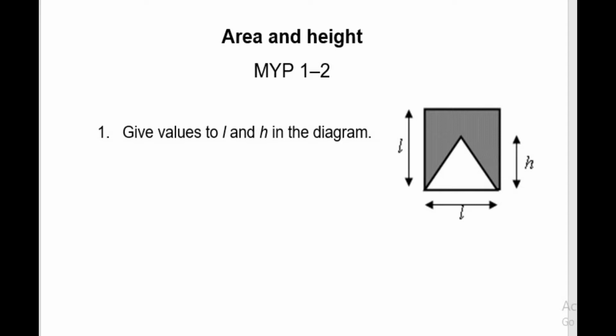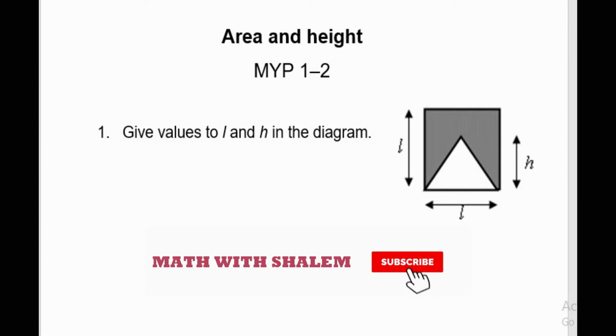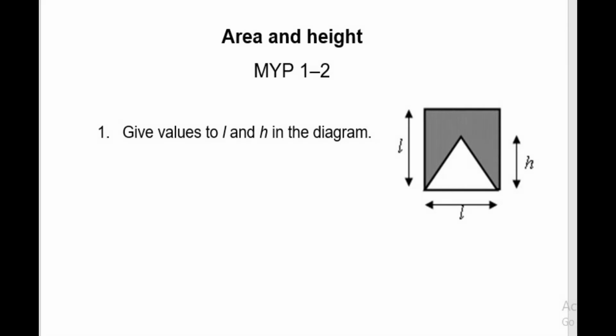This task is called the area and height task. It is meant for MYP grades 1 and 2. This is related to criteria B, which is about patterns, and criteria C, which is about communication.